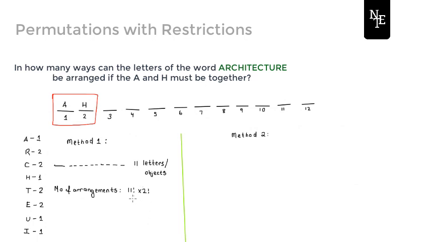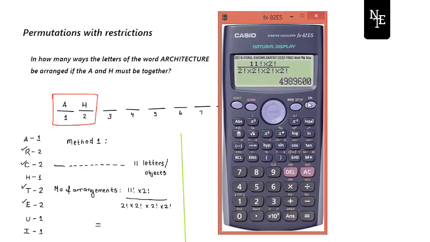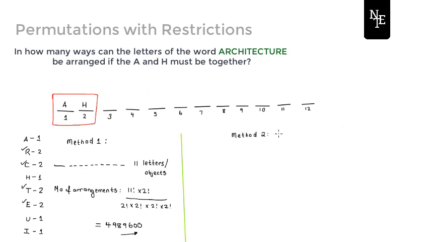But now you have to come back to reality and realize that in these remaining 10 positions, you have certain letters which are similar to each other. You have the R, the C, the T, and the E, which are all similar to each other. So you're going to have to divide out all of the similarity: 2 factorial times 2 factorial times 2 factorial times 2 factorial. So this over here gives you your total number of arrangements. That gives you 4,989,600 arrangements. So that's a lot of arrangements. Now let's look at method number 2.